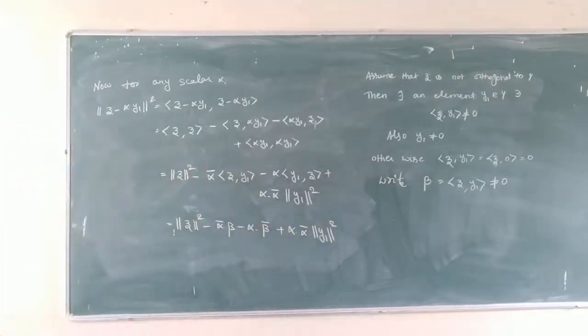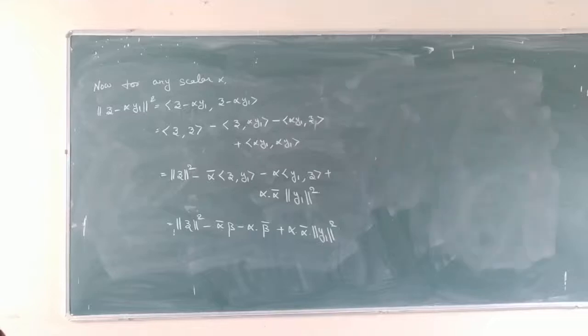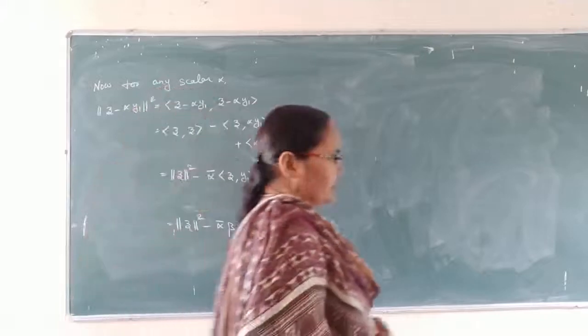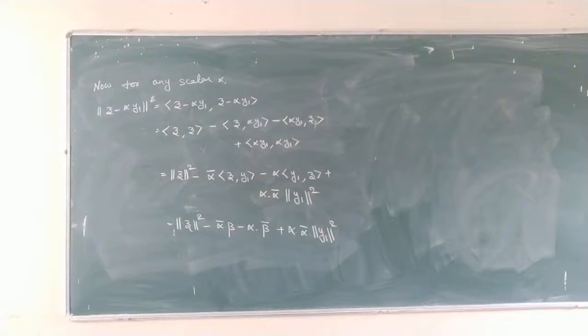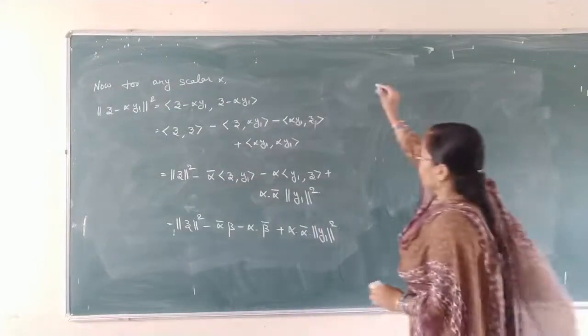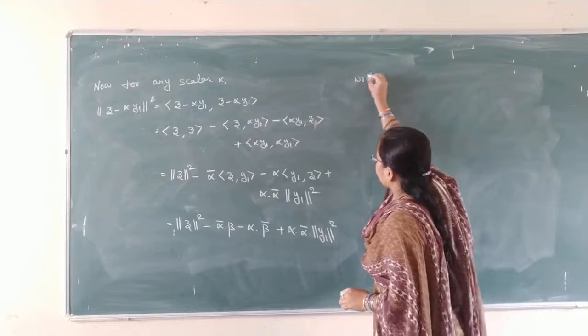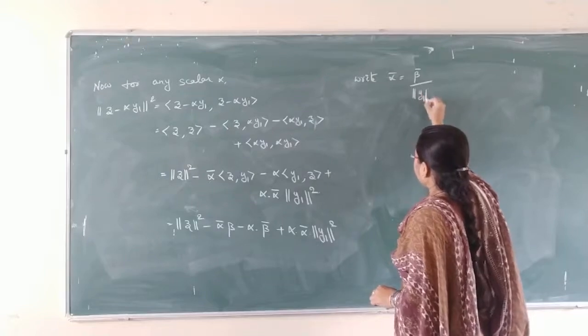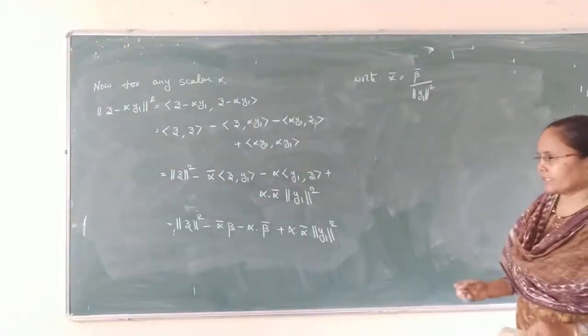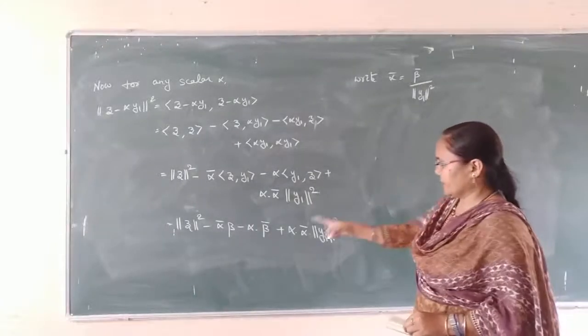Now here we have to calculate the alpha bar value. Here we are taking the alpha bar value. Next line, write alpha bar is equal to beta bar by norm y1 square. Using this we can simplify the above lines.